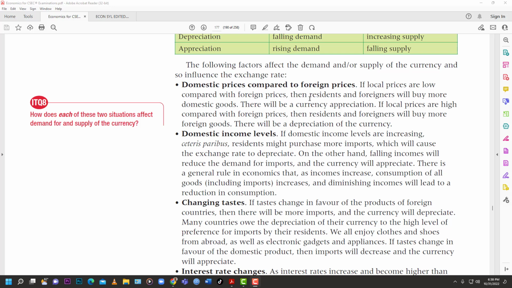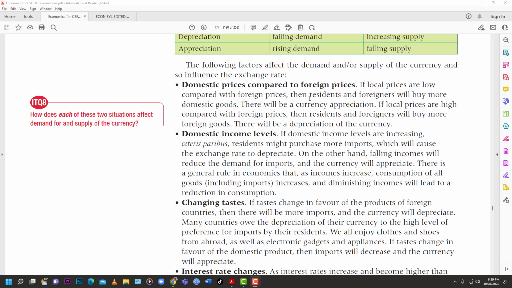Let's say I live in the Caribbean and I want to buy some stuff. Let's say clothing. If the clothing prices here on the island are lower compared to if I order it in, I'm going to buy local, and so that would cause me to demand more of my local currency, and that would in turn cause the currency to appreciate because I'm demanding more of my local currency.